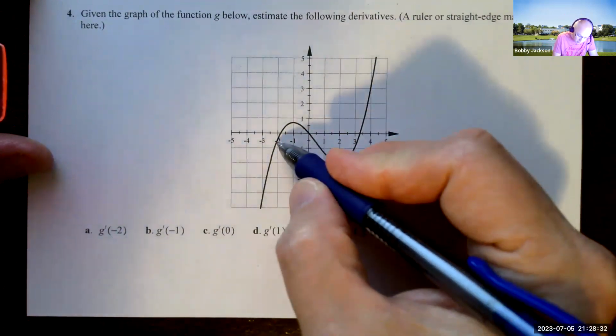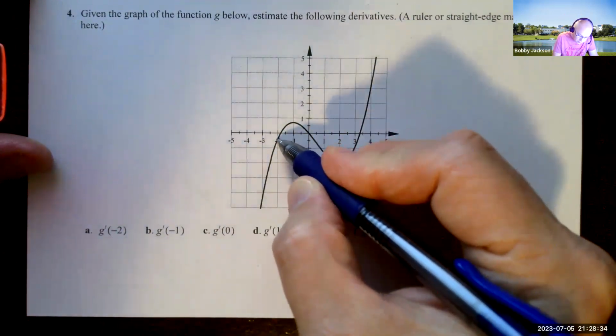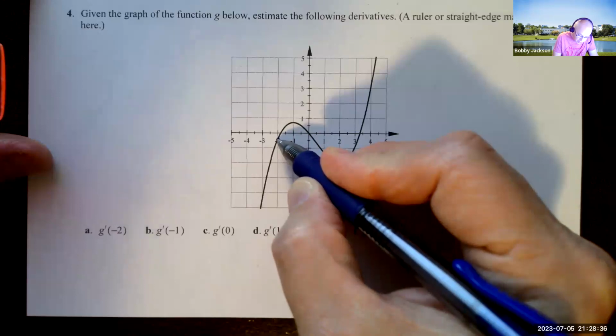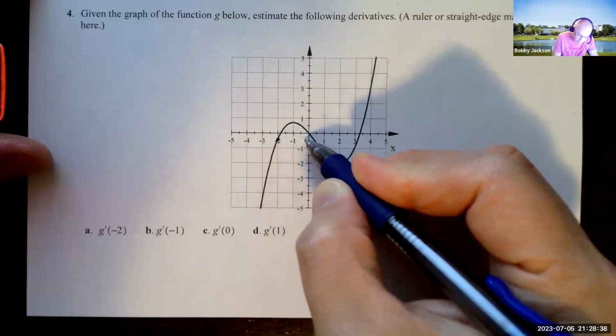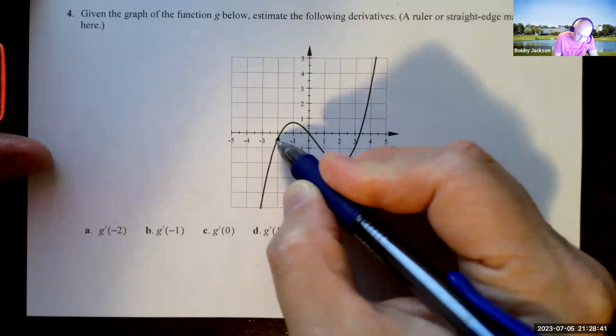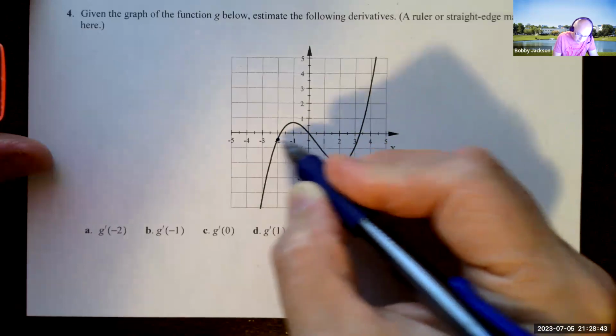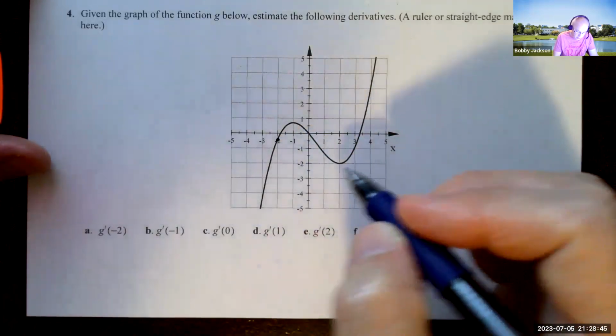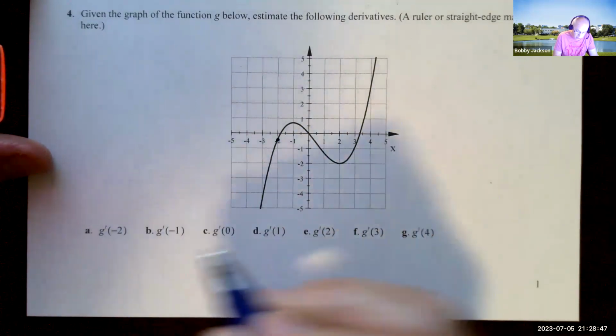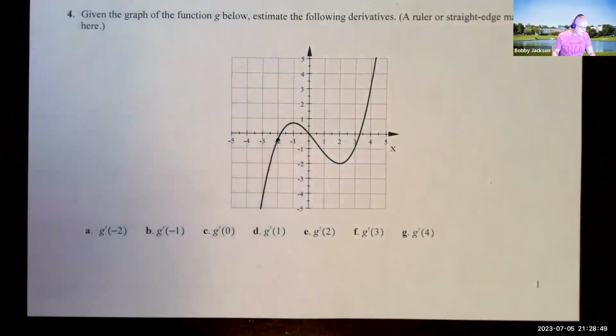Well, when x is -2, the value of the function g is about negative 0.4, 0.5, somewhere in there. But that's not what we're looking for, not the value of the function. We're not finding g of -2, it's g prime. So that's the slope of the tangent line.